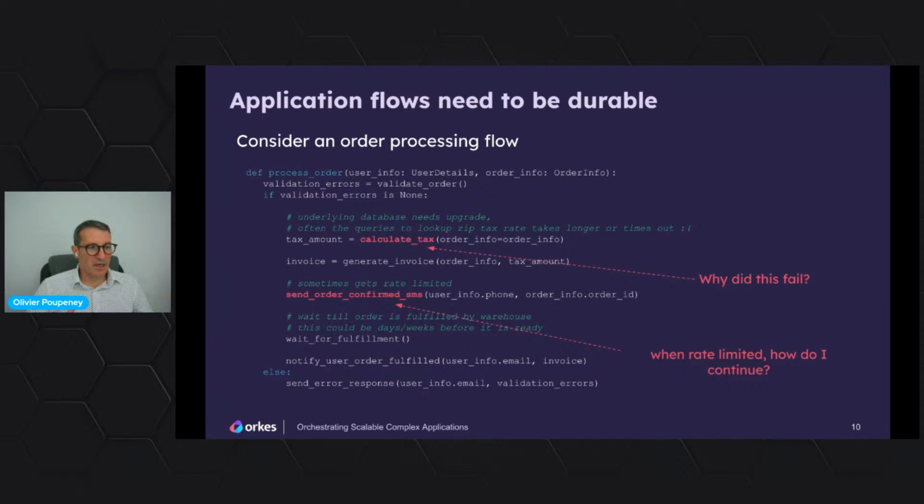So this is really what we're going to see here: how to build something that is reliable, which means that if there is a problem in the calculate tax function, the flow of the execution won't be totally lost. And the same if we reach the rate limit for the send order confirmation SMS.